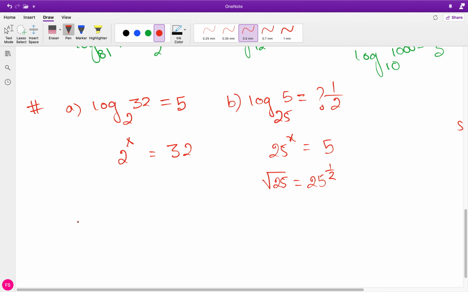The last question for the day, let's say you have log of 125 with the base of 5. What does this equal? Again, you have to think of a power for 5 that will make this equal 125. Now this is easy. 5 to the power of 1 is 5. 5 to the power of 2 is 25. But 5 to the power of 3 is 125. That's why the answer for this question is going to be 3. So this is how you evaluate logarithmic expressions.